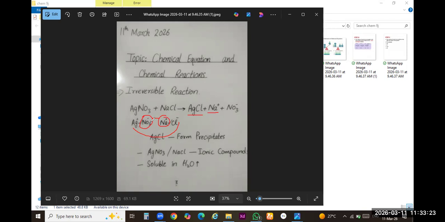Clear? Otherwise, there is a bond in between. In the later reaction, there will be a bond in between sodium and nitrate ion. The new formula will become sodium nitrate, NaNO3. Is there any confusion, class 9? You can ask. Yes, class 9. Is there any confusion?